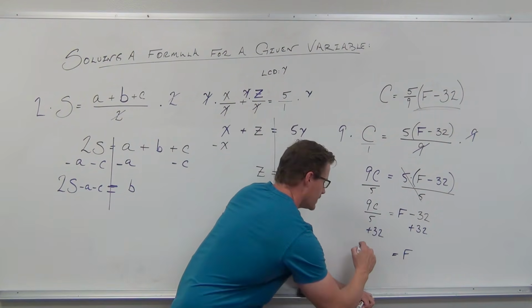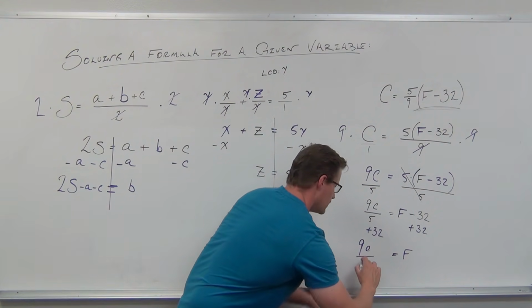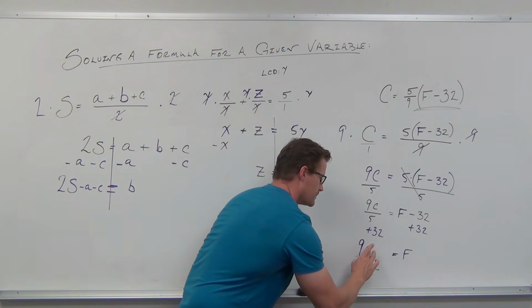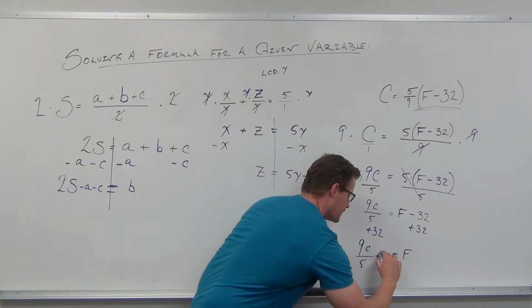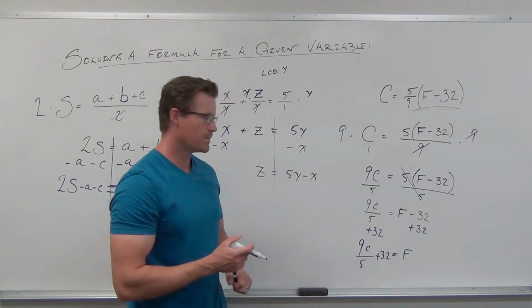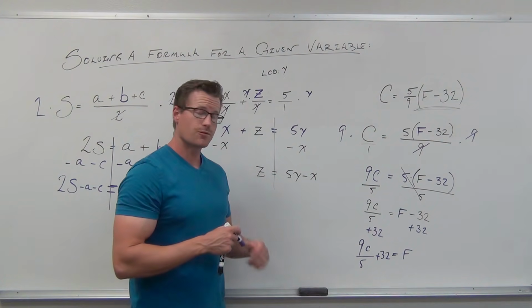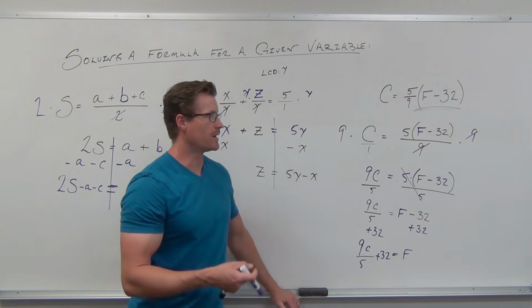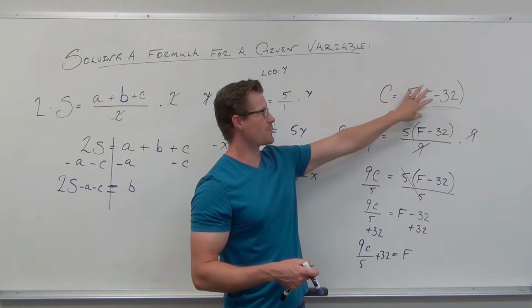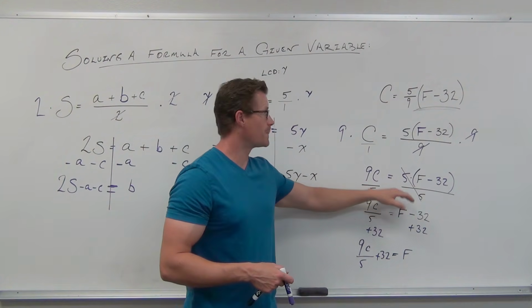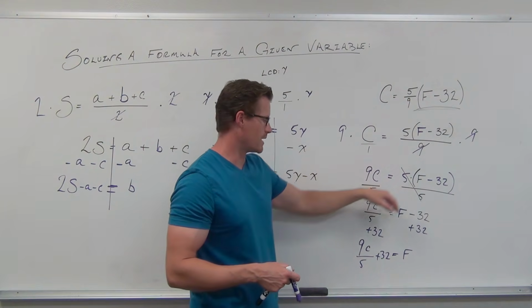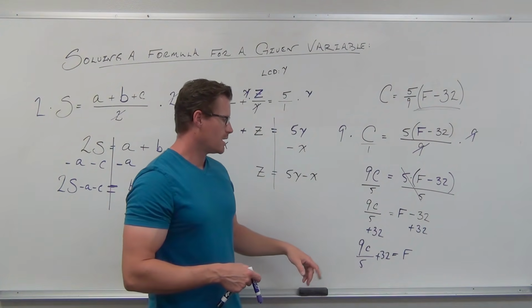On the left-hand side, 9c divided by 5 plus 32. Now, that's the formula to change Celsius into Fahrenheit. We started with Celsius from Fahrenheit, now we got Celsius to Fahrenheit.